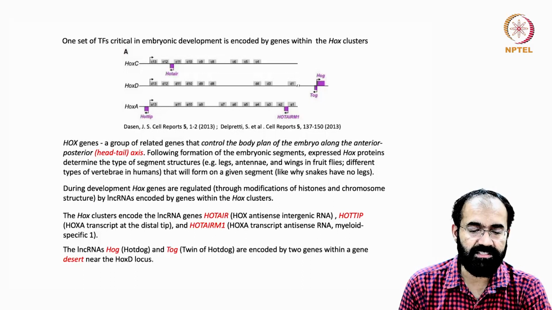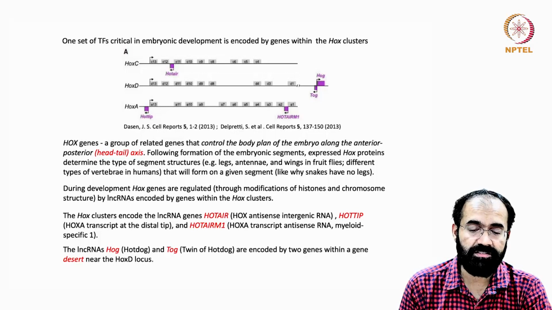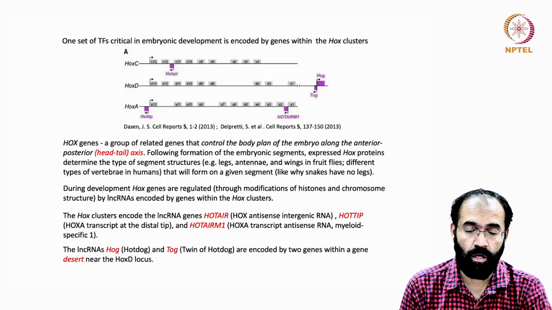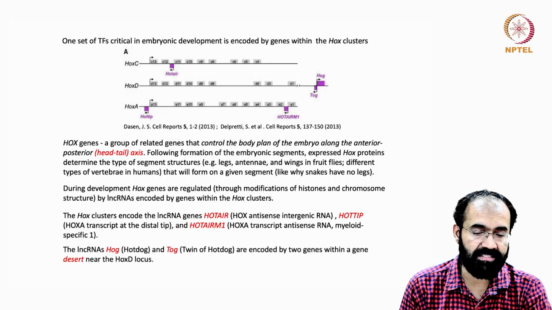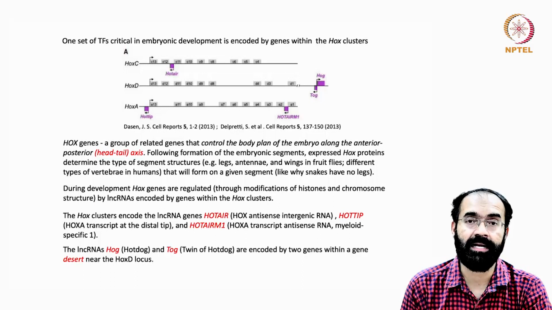So the Hox gene clusters encode the lncRNA HOTAIR. What does it mean? HOX antisense intergenic RNA, that is HOTAIR. It is an acronym of this long sentence. And HOTTIP, what is that? HOXA transcript at the distal tip. What is HOTAIRM1? HOXA transcript antisense RNA, myeloid specific 1.